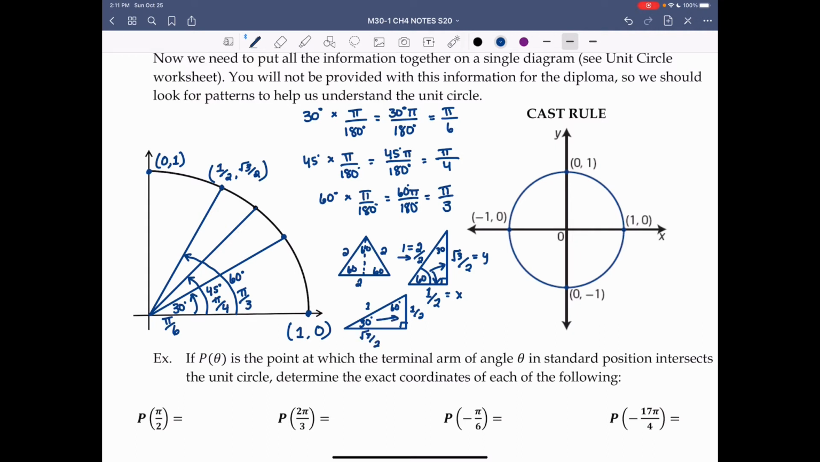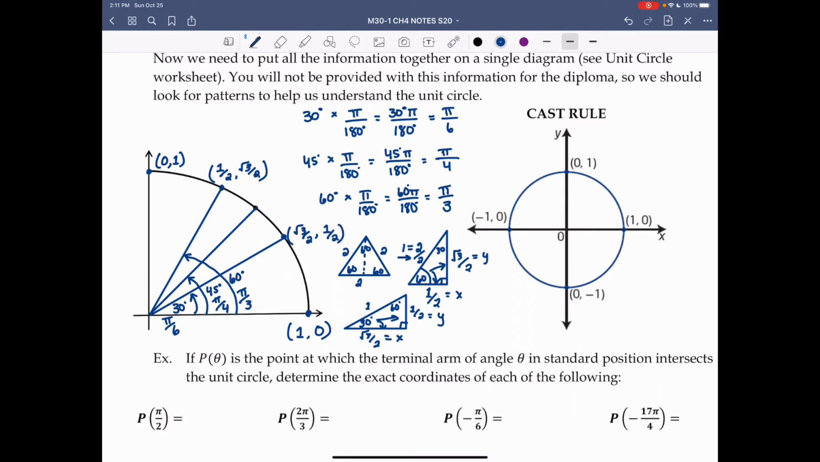The side opposite is the vertical, so that would be the y value now. And the side adjacent is horizontal to 30 degrees, so that would be the x value. So for a reference angle of 30 degrees, the terminal arm meets the unit circle at the point x is root 3 over 2 and y is 1/2.